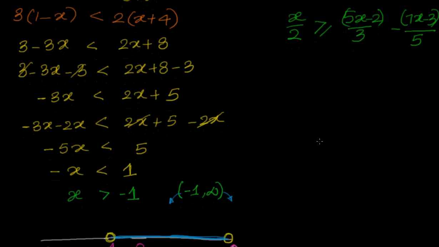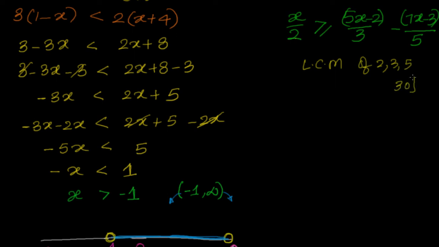Okay, here we go. We have x by 2 greater than or equal to (5x minus 2) divided by 3 minus (7x minus 3) by 5. Whenever I look at fractions like this, the first thing I do is find the LCM and remove the fractions. So what is the LCM of 2, 3 and 5? LCM of 2, 3, 5 is 2 3s are 6, 6 5s are 30.